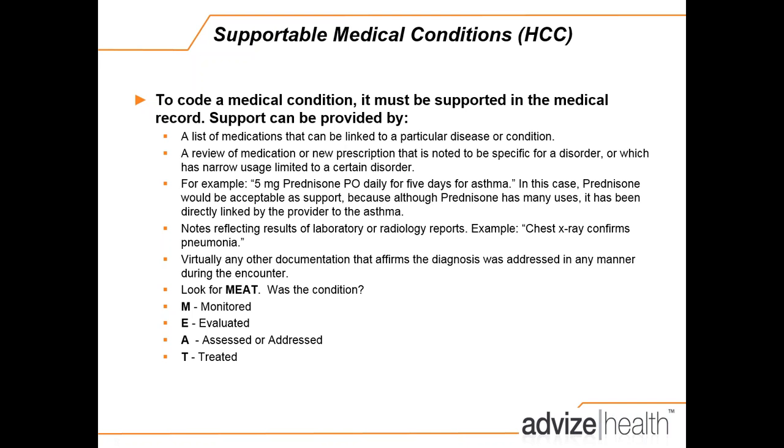For example, 5 milligrams of prednisone daily for 5 days for your asthma. In this case, prednisone would be acceptable as support because although prednisone has many uses, it has been directly linked by the provider to the asthma. So again, this is just giving you an idea of linkage. There are many different ways of linkage depending on what you're looking for. But this would be a way where the physician has actually linked the medication to the specific disease and has written an RX for this. So this could be used.